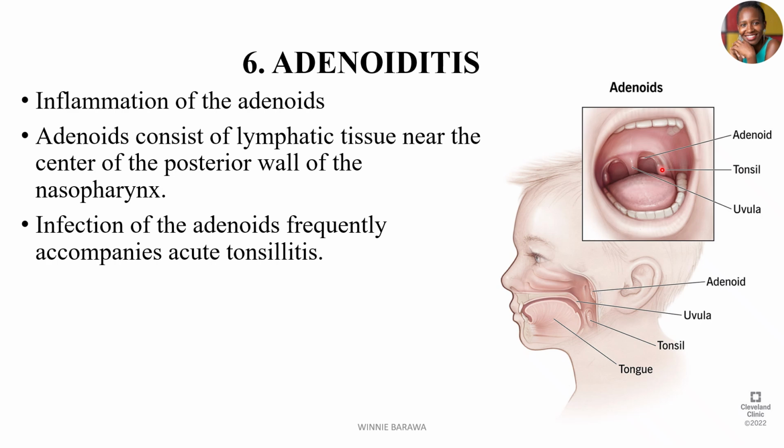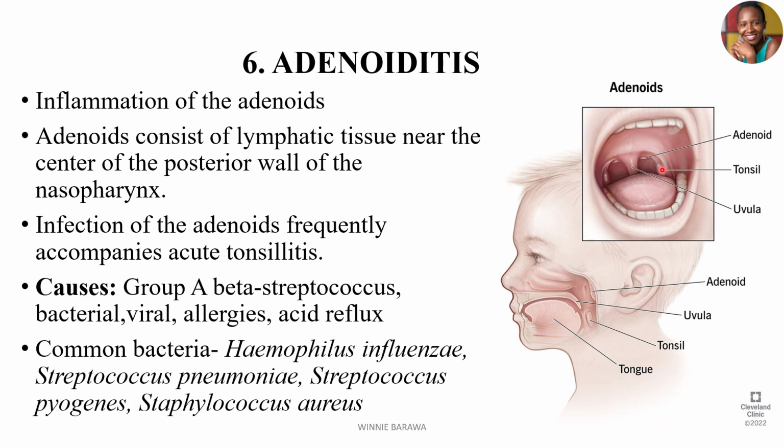Adenoids and tonsils are lymphatic tissues or lymphatic organs that help produce antibodies, and these antibodies are critical to protect us from any form of infections. However, we need to appreciate that the adenoids can also get infected, and in that case, inflammation of the adenoids is what we call adenoiditis. Because adenoids and tonsils are near each other, infections of the adenoids frequently tend to accompany tonsillitis. So in the presence of tonsillitis, you can also check the adenoids to confirm if they're affected or not, because they tend to happen at the same time.